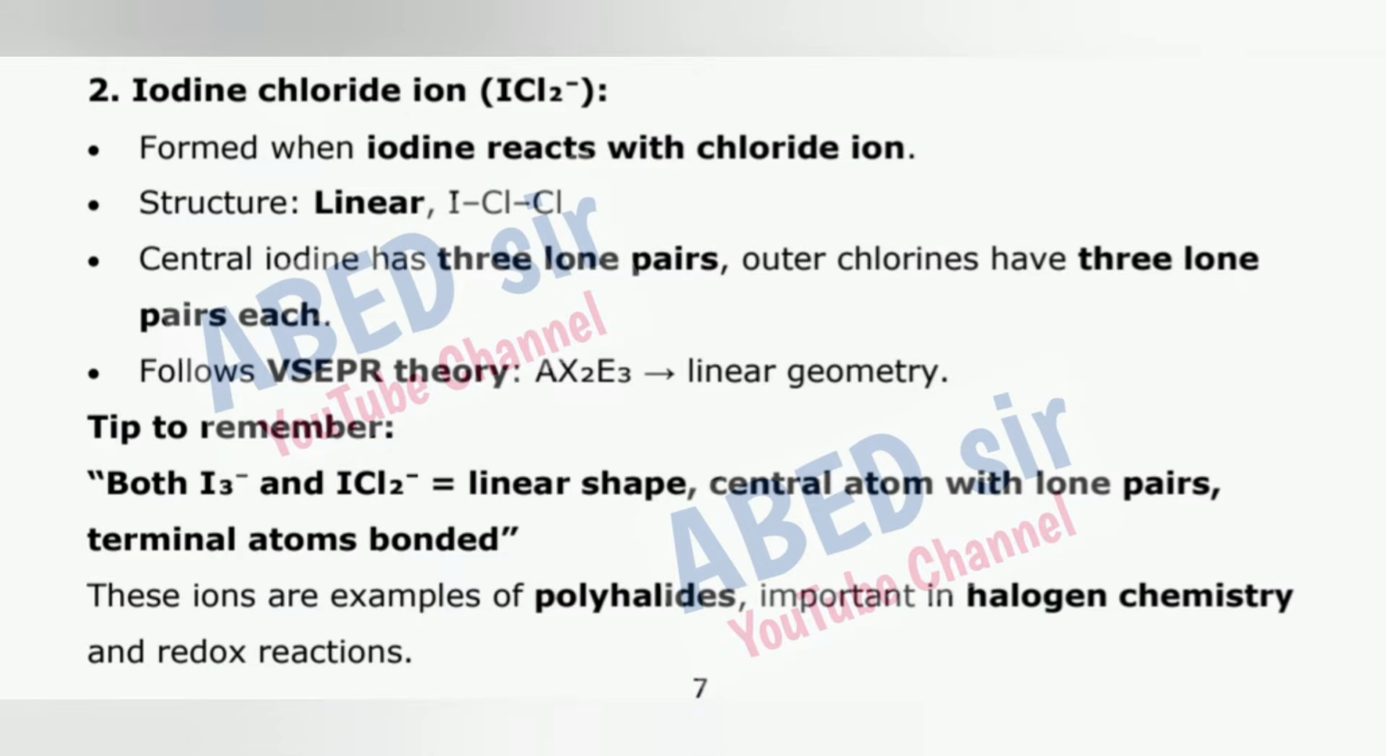2. Iodine dichloride ion, ICl₂⁻. Formed when iodine chloride reacts with chloride ion. Structure: linear ICl₂⁻. The central iodine has 3 lone pairs, and the outer chlorines have 3 lone pairs each. It follows VSEPR theory, AX₂E₃, linear geometry. Tip to remember: both I₃⁻ and ICl₂⁻ have a linear shape, with a central atom with lone pairs and terminal atoms bonded. These ions are examples of polyhalides, important in halogen chemistry and redox reactions.